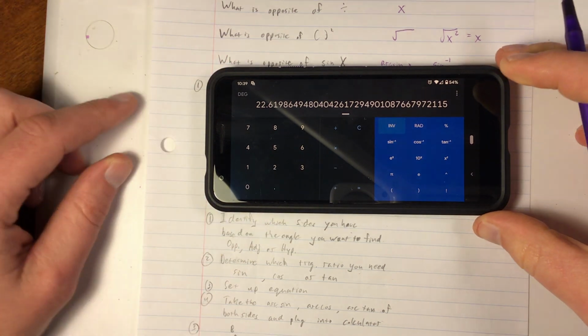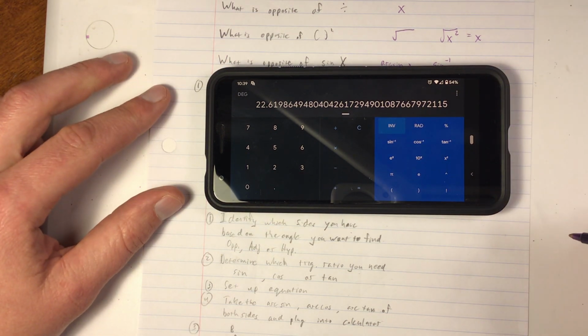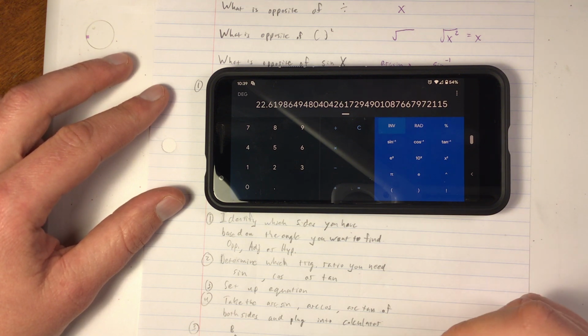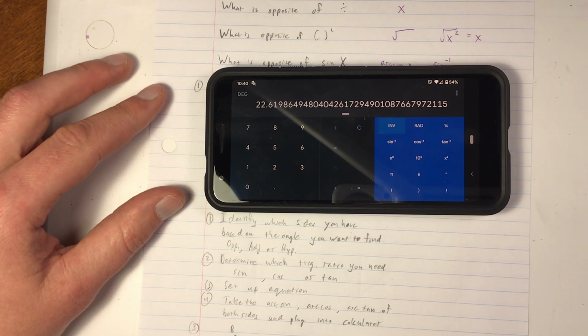There you go. That's all you got to do. We'll take the arctangent of both sides. That would cancel those out. And all I'm left with is arctangent of whatever the angle is, 5/12, which gives me 22.6 degrees. There you go. Good luck.